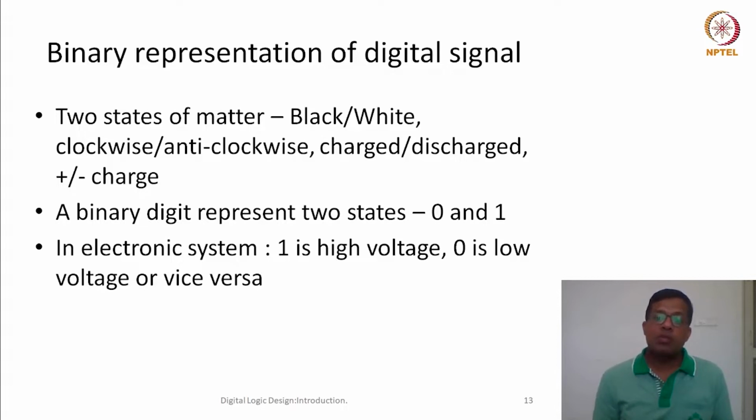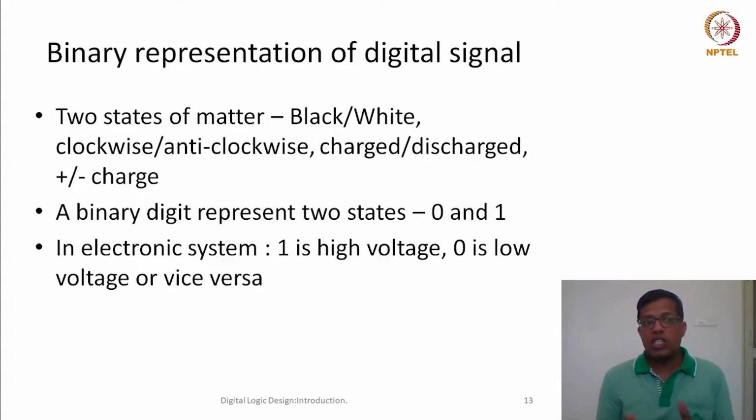Now digital systems are essentially electronic systems, so they talk in terms of voltages or currents. Because of the technology, let us classify them as voltage signals from now onwards. A high voltage means it is 1 and a low voltage means it is 0, or it could be vice versa.